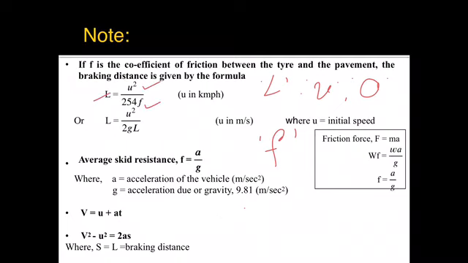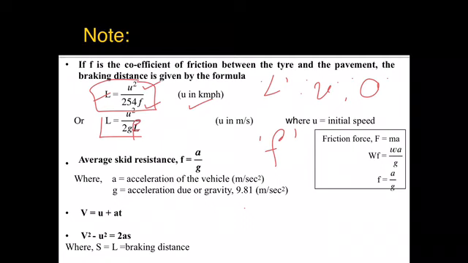Or initial speed, that is L is equal to U square divided by 254 F. So here when you use this particular formula, you need to be careful that the U has to be taken in kilometer per hour. Or else we have another formula, L is equal to U square divided by 2gF, where U is in meter per second.